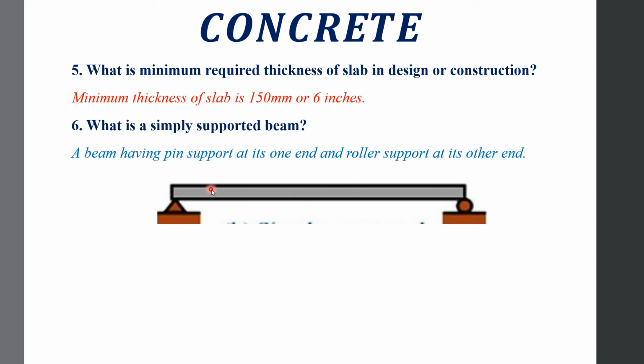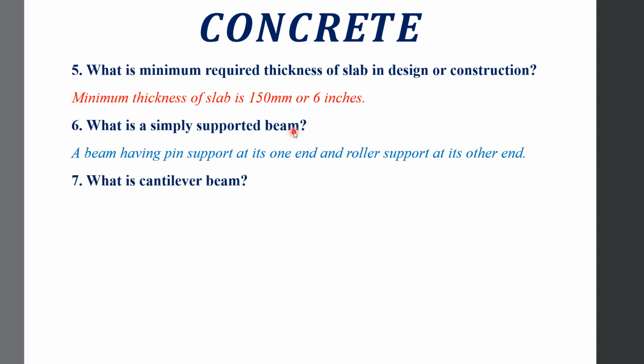It means a beam is having two supports at its two ends. One end is supported on a pin and the other end is supported on a roller. So you can see there is no continuous portion or any other portion. This beam is supported at two ends, and one is pin, other is roller. So simply this is a simply supported beam.